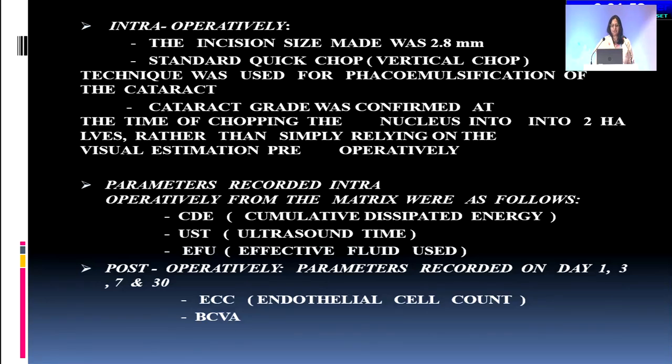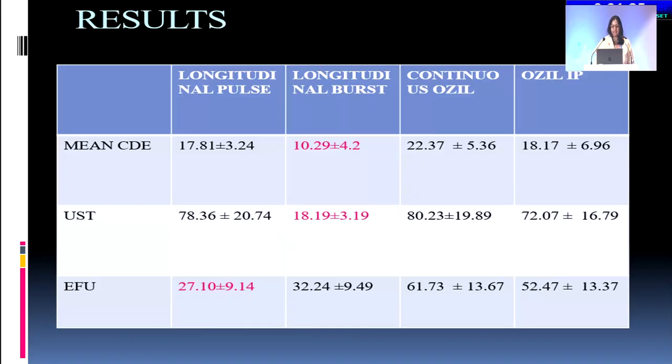Intraoperatively, a 2.8 mm standard incision with a quick chop technique was used for phacoemulsification of the cataract, and the cataract grade was confirmed at the time of chopping the nucleus into 2 halves rather than simply relying on the visual estimation pre-operatively. The parameters recorded intraoperatively from the machine were cumulative dissipated energy, ultrasound time, and effective fluid used, and post-operatively on day 1, day 3, day 7, and day 30 were endothelial cell count and best corrected visual acuity.